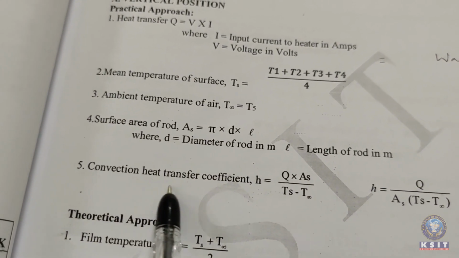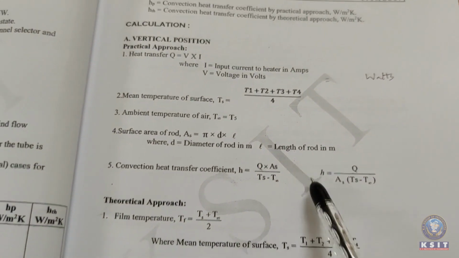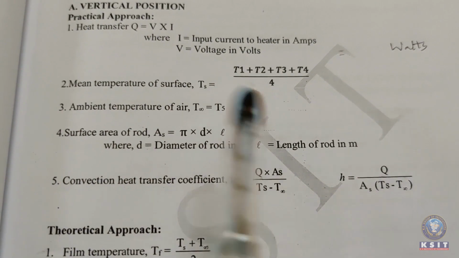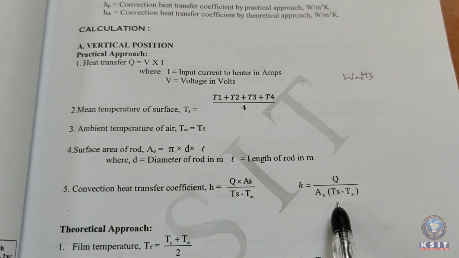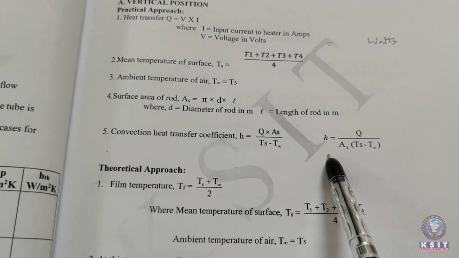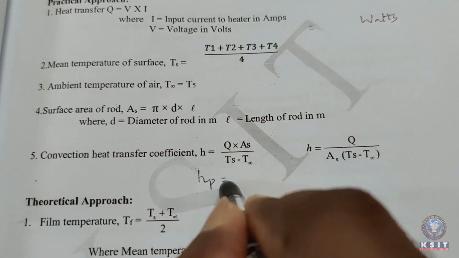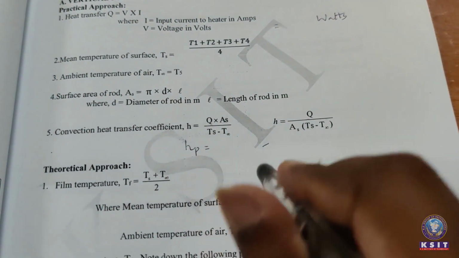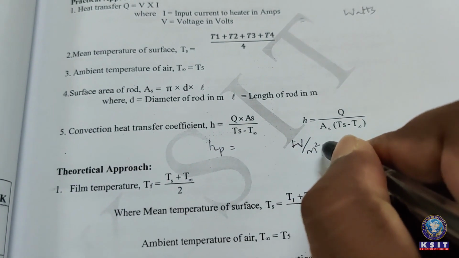Now we can calculate the convection heat transfer coefficient by simple Newton's law of cooling: h is equal to Q by As into (Ts minus T infinity). Q from the first, surface area from the fourth, Ts second, T infinity third. So we can get the practical value of h for the vertical position. Make a note of this value. Definitely everyone will agree with this. The unit I am writing now is watt per meter square Kelvin.